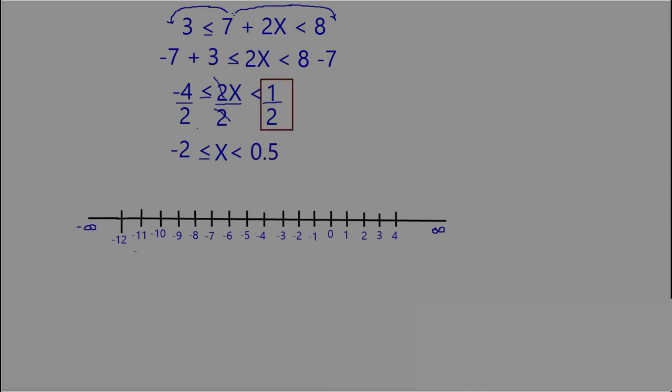We draw a dotted circle at -2, then find 0 and mark between 0 and 1, which will represent 0.5, and we can just draw a line connecting the circles.